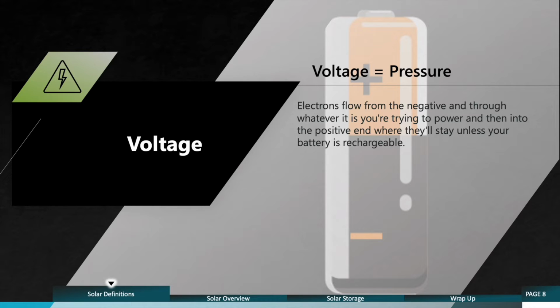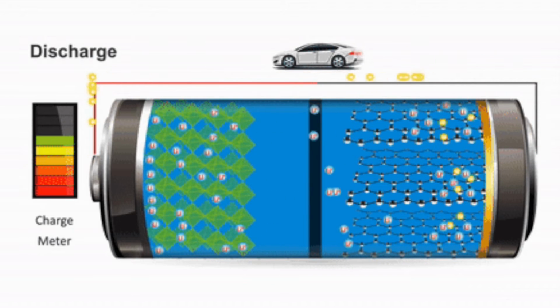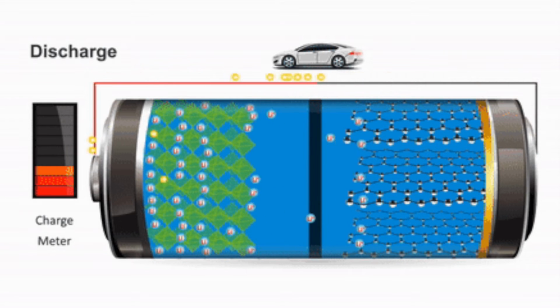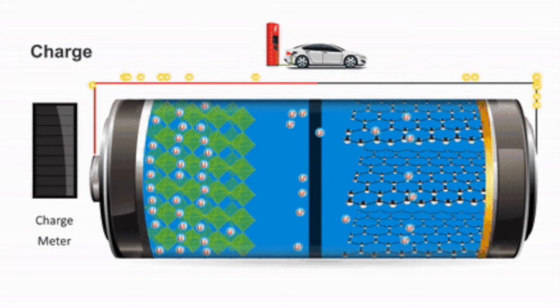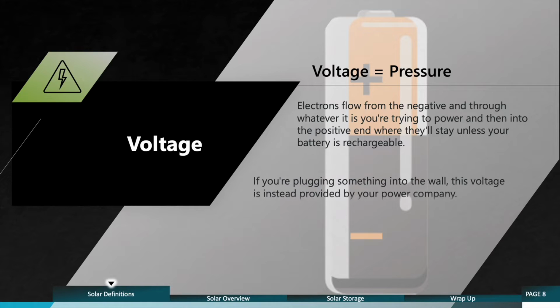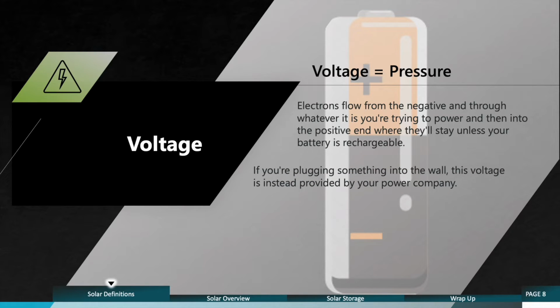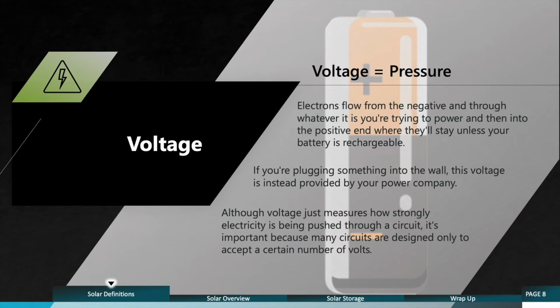Electrons flow from the negative and through whatever you're trying to power, and then into the positive end where they'll stay unless your battery is rechargeable. If it's rechargeable, it's going to move back to the negative so you can reuse all those electrons again. So if you're plugging something into the wall, this voltage is instead provided by the power company. Although voltage just measures how strongly electricity is being pushed through the circuit, it's important because many circuits are designed only to accept a certain number of volts.